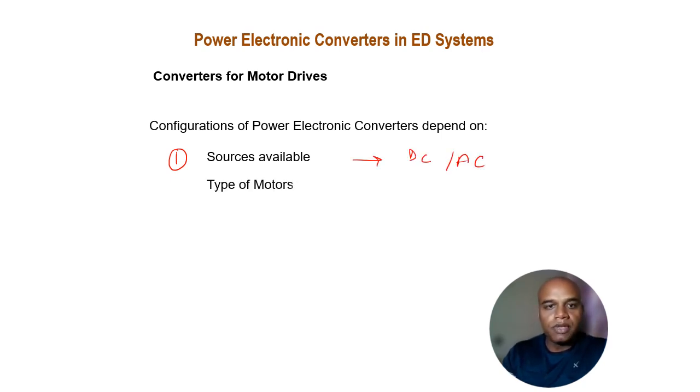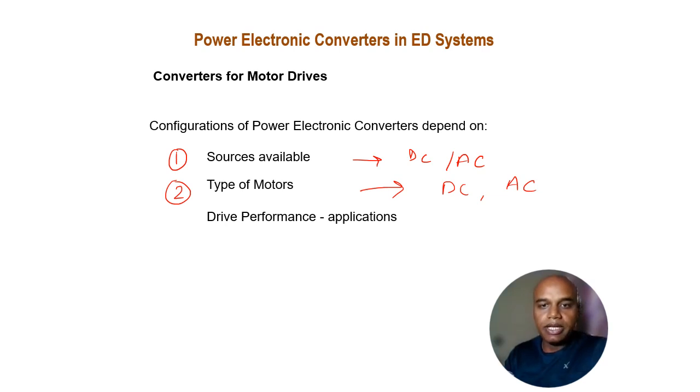Depending on this, and then the type of the motor: which type of motor needs to be controlled, again the DC drive or the AC drive. And the drive performance applications. For example, we may need a continuous duty cycle or an intermittent duty cycle. So which kind of duty cycle is required? The continuous and intermittent duty cycles we will discuss in a separate video. Depending on these three requirements, the power electronics converter configuration that we need to develop or deploy is decided.